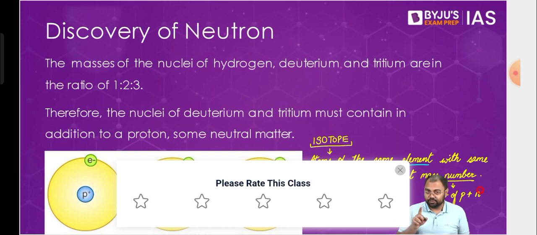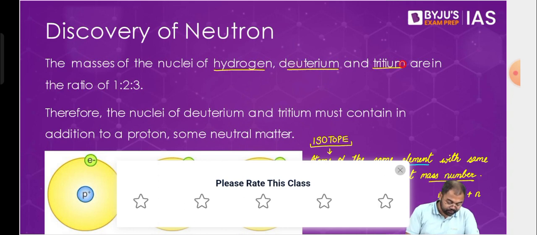This understanding of isotopes led to the discovery of the neutron, because when we look at hydrogen, there are three different types: hydrogen, deuterium, and tritium. In hydrogen, the atomic number is 1, meaning there is one proton. The normal hydrogen has a mass number of 1. What does that mean? The proton count is 1 and the neutron count is 0, so 1 plus 0 equals 1. That's why the mass number is 1.